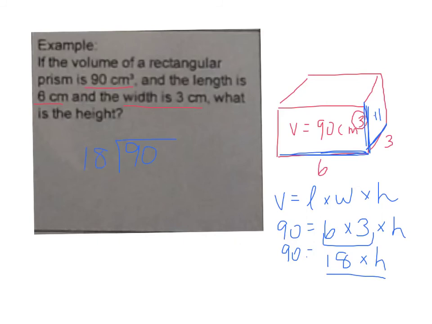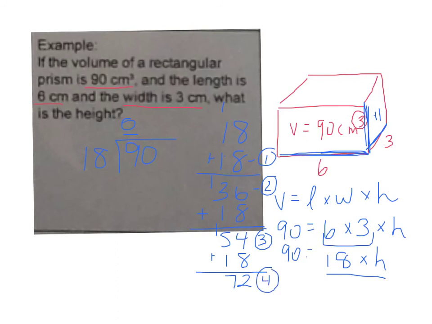Well, I need to list out my facts because I know that 18 cannot go into 9. It goes in 0 times. So let's go ahead and list our facts. 18 plus 18. 8 plus 8 is 16. 1, 2, 3. So 18, that's 1. 36, that's 2. So I got to keep going. Another group of 18. 8 plus 6, 14. 3, 4, 5. 54 is 3 groups of 18. So I need to keep going. 8 plus 4 is 12. 5, 6, 7. That's 4 groups. Need to keep going.